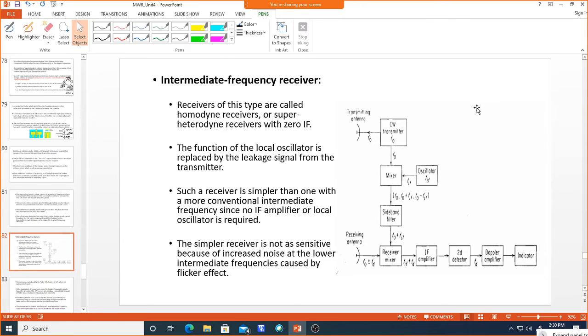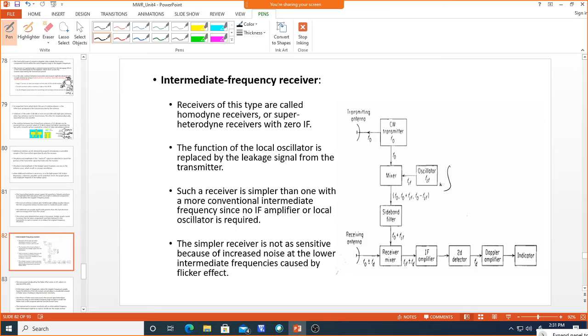Now coming to the intermediate frequency receiver, if you have two different antennas for transmitting and receiving, even with zero IF we can get the echo signal or Doppler frequency signal properly. So what is this zero IF? Whatever transmitter signal you have will be mixed with some IF frequency here itself on the transmitter side.